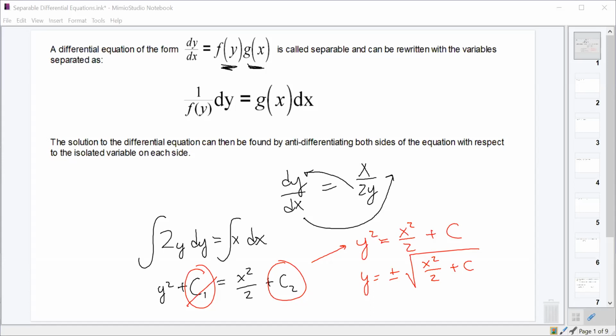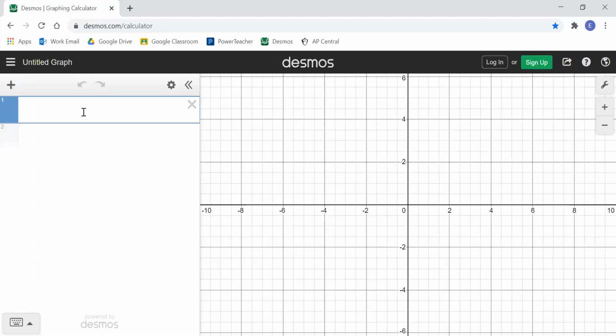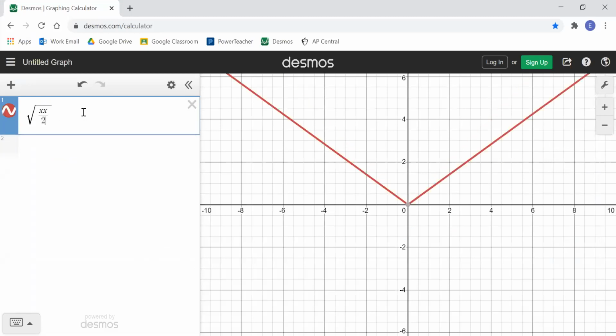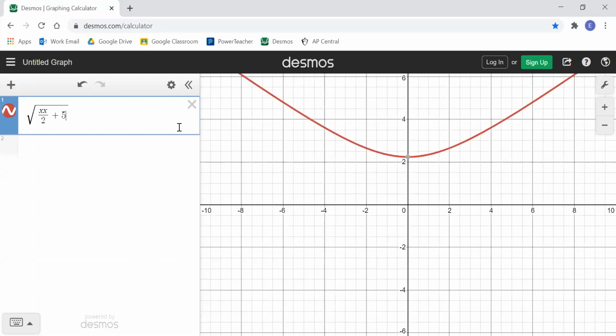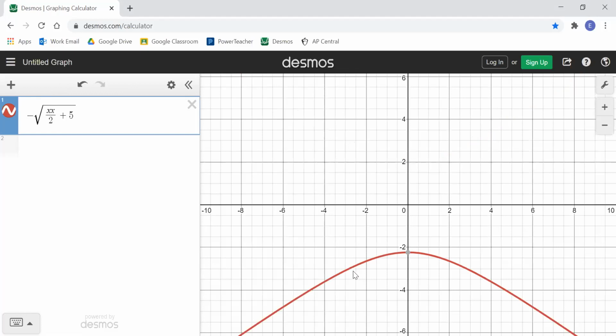So if we went into Desmos and we put in y equals the square root of x squared over 2 plus 5, doesn't that look an awful lot like what we had in our slope field for our solution equation? Yep, looks just like it, doesn't it? I mean, we tried to put it through the point (0, 2.236). I think that's exactly what it would look like. And put a negative in front of it, and there it is. There's your negative value for it. Okay. Good or no?